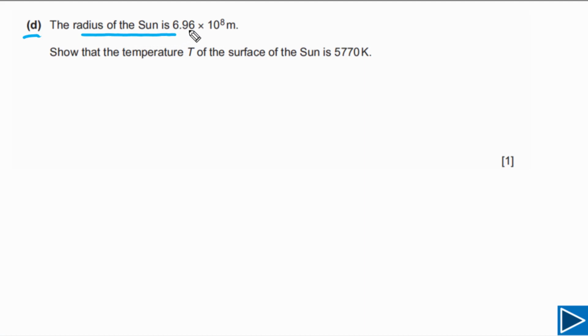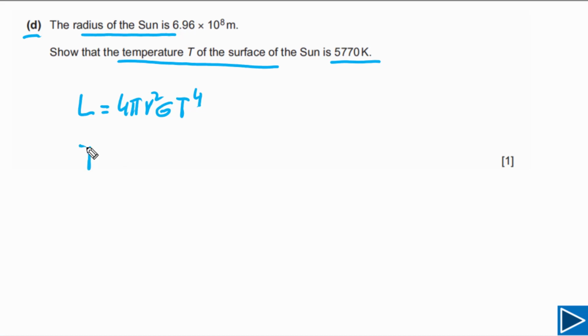That is equal to 6.96 times 10 to the 8 meters. We need to show that the temperature of the surface of the sun is equal to this. This question is quite straightforward because the luminosity of the sun is already given. So we can simply use the Stefan-Boltzmann law, and according to this law, luminosity is equal to 4 pi r squared times sigma times T to the power of 4, where T is the temperature in Kelvin. If we use SI units, our final answer will be in Kelvin.